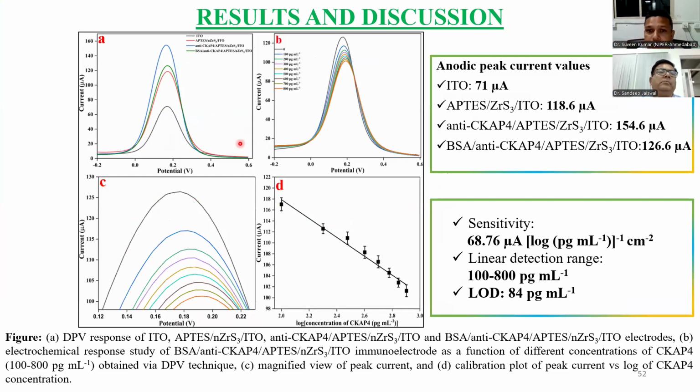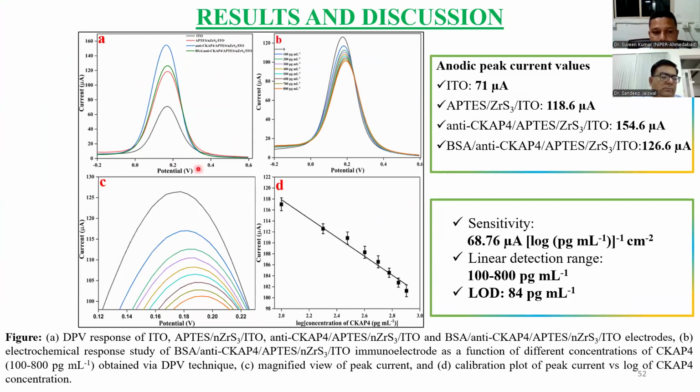What results we have obtained here: along with this, we have also done some other electrochemical characterization techniques, just like electrode study of ITO, APTS, functionalized zirconium trisulfide, anti-CKAP4, APTS, ITO electrode.